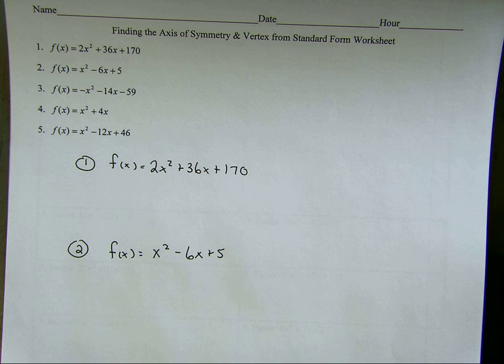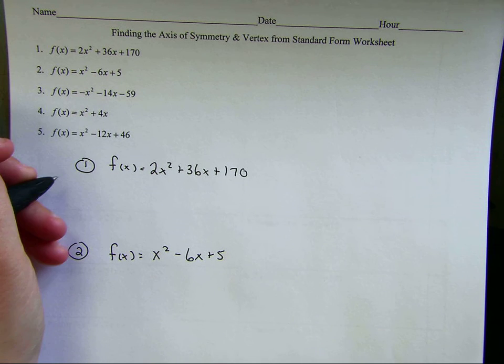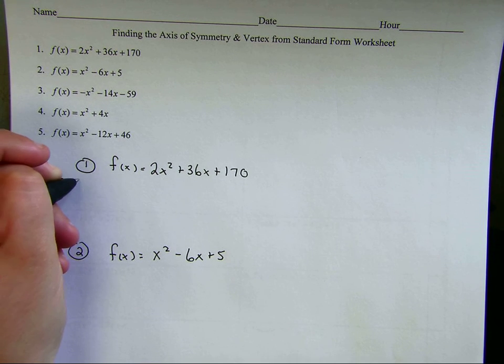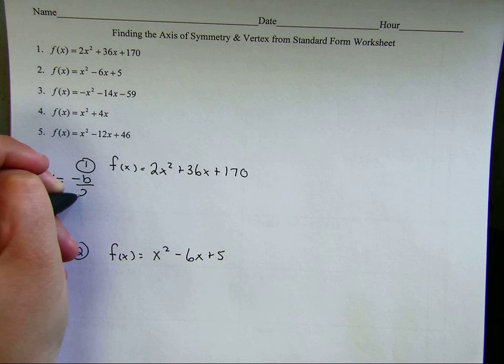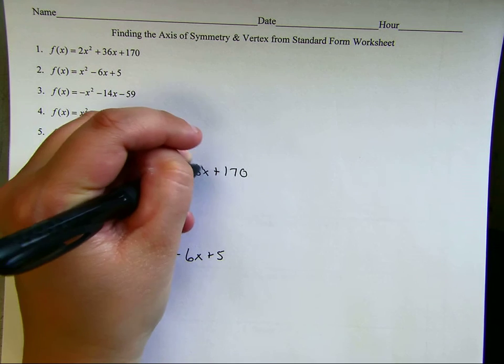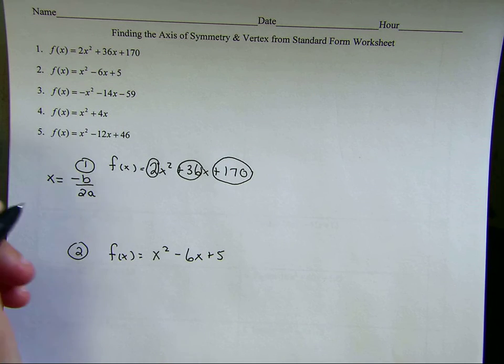In these two problems, we are going to find the axis of symmetry and vertex from standard form. Now, since it's the same steps, we'll only do two problems. You need to memorize x equals the opposite of b over 2a. A is our 2, b is our positive 36, and our c is our positive 170.